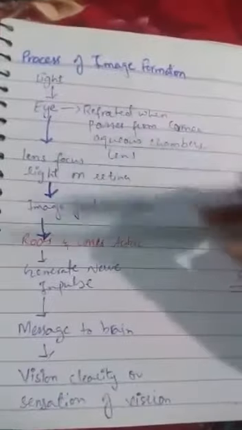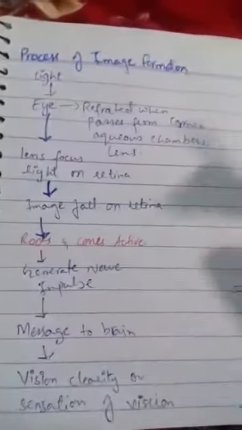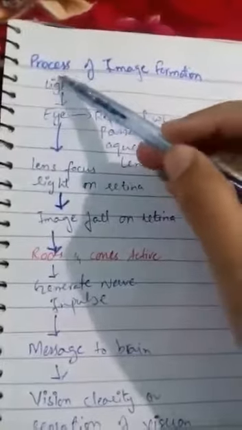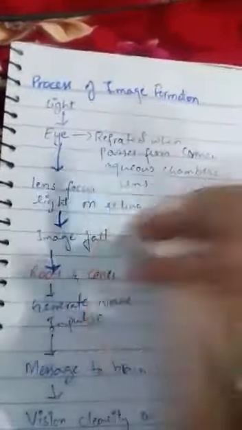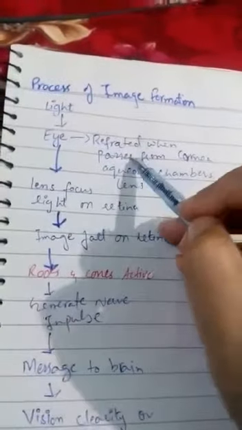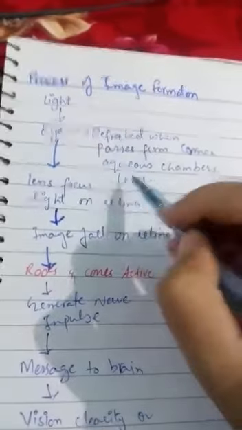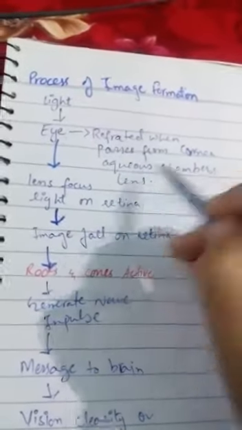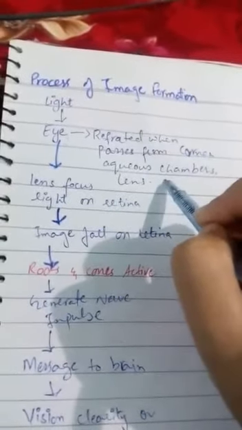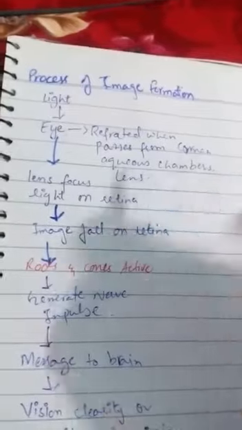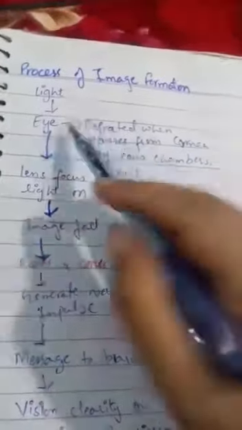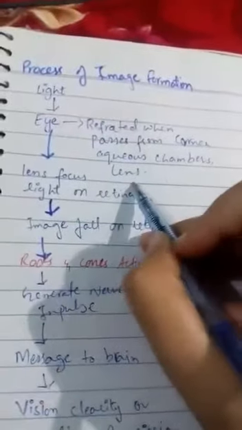And then we see how the image is formed, the process of image formation. First of all, light enters the eye, and in the eye it is refracted when it passes through the cornea and the aqueous chambers. The cavity of the eye is divided into two chambers, the aqueous humor and the vitreous humor. These are the refracting areas where the light can be refracted, along with the lens.